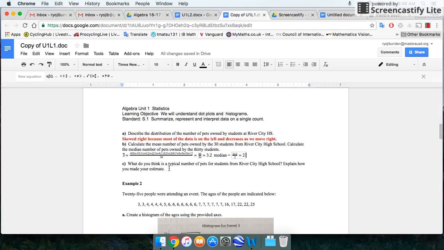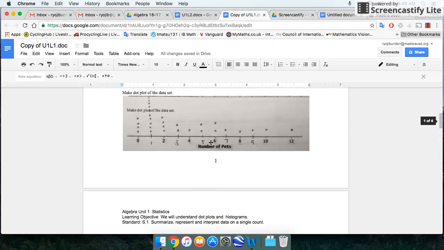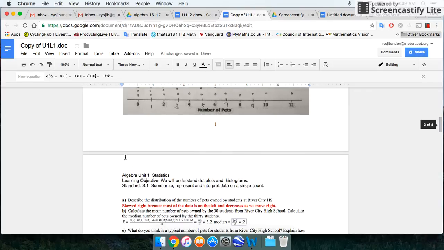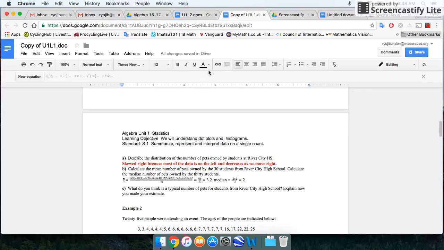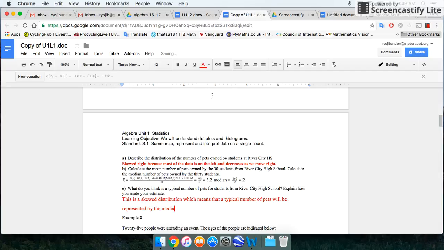It says, what do you think is the typical number of pets for students from River City High School? Well, since this data distribution is skewed, then a typical number is going to be represented by the median. So this is a skewed distribution, which means that a typical number of pets will be represented by the median. So in this case, 2 pets per person.